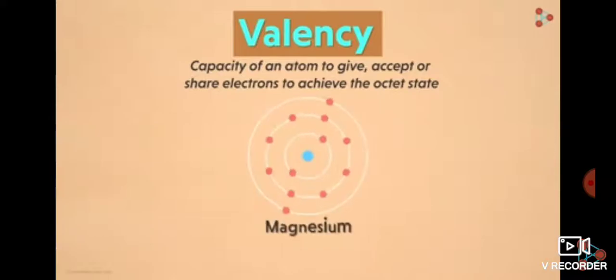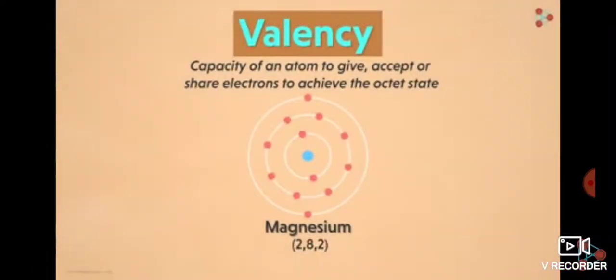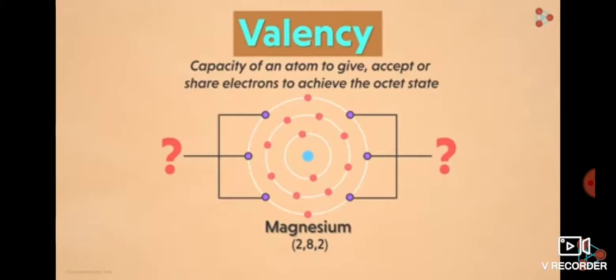Now tell me, what will be the valency of magnesium? We know that magnesium has 12 electrons. That means the electronic configuration of magnesium is 2, 8, 2. So how many electrons will be needed now? 6. That's correct. And that's what we're able to see. 6 electrons are needed to complete the octet. But which atom will give away 6 electrons so easily? Is it even possible? Not really.